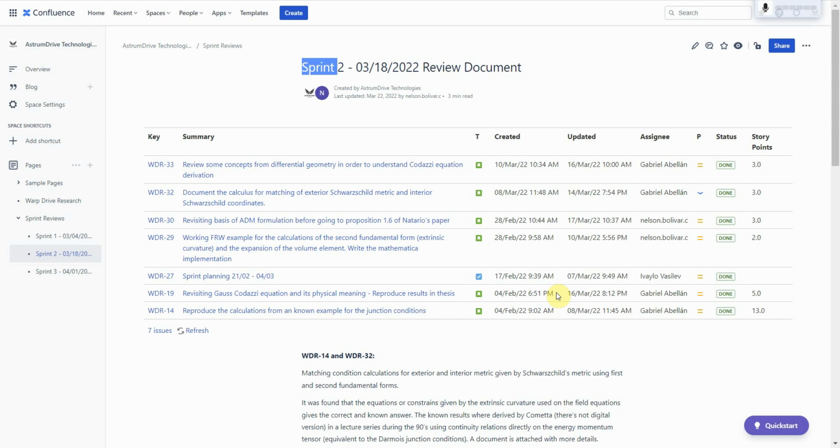This was done basically because we needed to reproduce some part of Natario's paper. This part is to see how the expansion of the volume element behaves, which is fundamental in Natario's papers because it's part of the formulation in the ADM way of looking at general relativity, which is slicing the space-time into space slices, each at a given time. In that form, you construct these metrics.